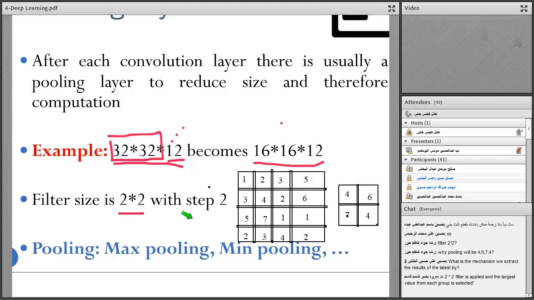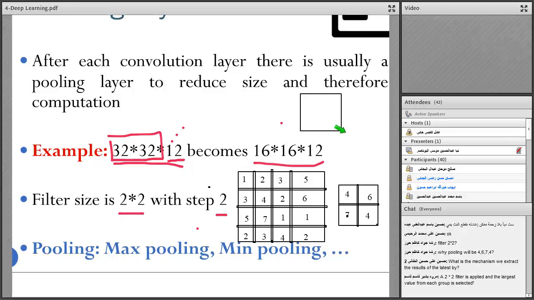And usually the step, if you remember, we had something in the convolution. We said that the filter has a step. The step was usually 1 in convolution, but in the pooling, the step is usually 2. Okay, so we have a filter. The size of the filter is usually an even number, 2 by 2, 4 by 4, and the step is usually 2 or something even. For example, this is a filter.